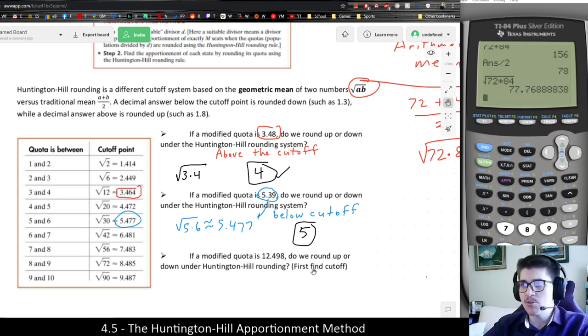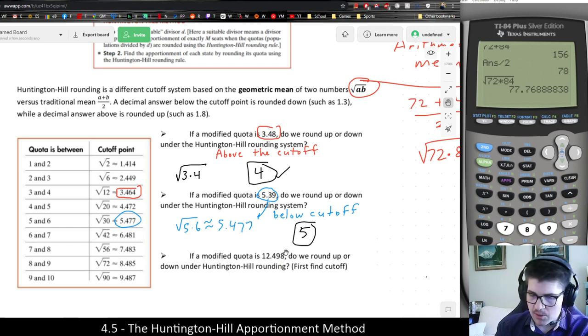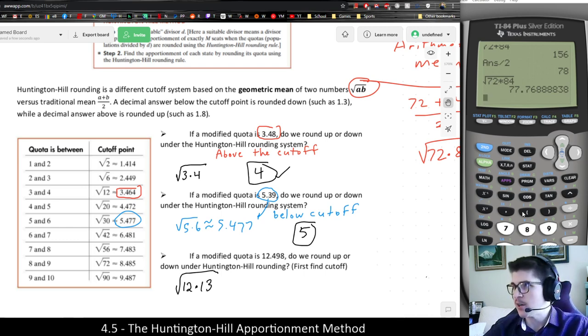And let's say you run into a modified quota that is not on this chart here, like 12.498, and we want to know. Well, basically, you start by taking the geometric mean of 12 and 13. I think I might have called it arithmetic mean by accident, but arithmetic means normal. Geometric is this sort of square root system. Basically, I take the square root of the lower times the upper quota. We need to figure out what that is.